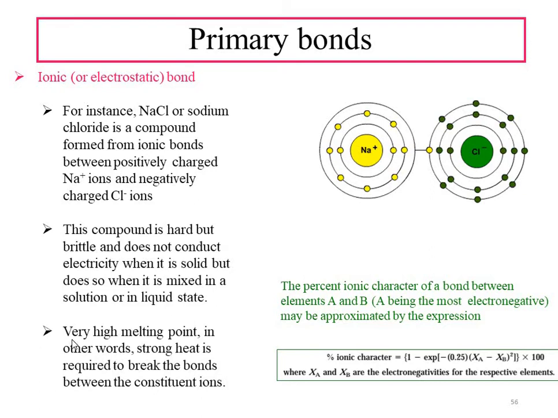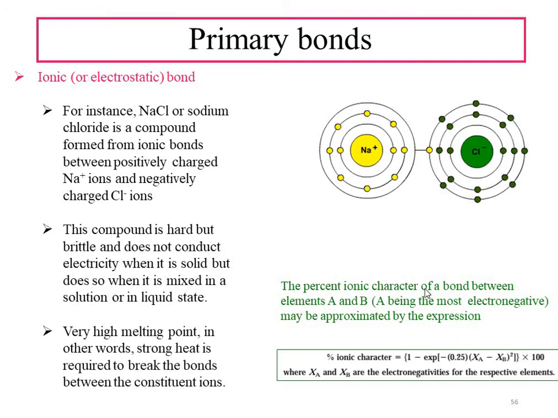Other properties include a very high melting point. In other words, strong heat is required to break the bonds between the constituent ions. If you take some rock salt, put it in a pan and heat it, just see what will happen. It will not melt, because a high amount of heat is required to break this bond. So that strong it is.